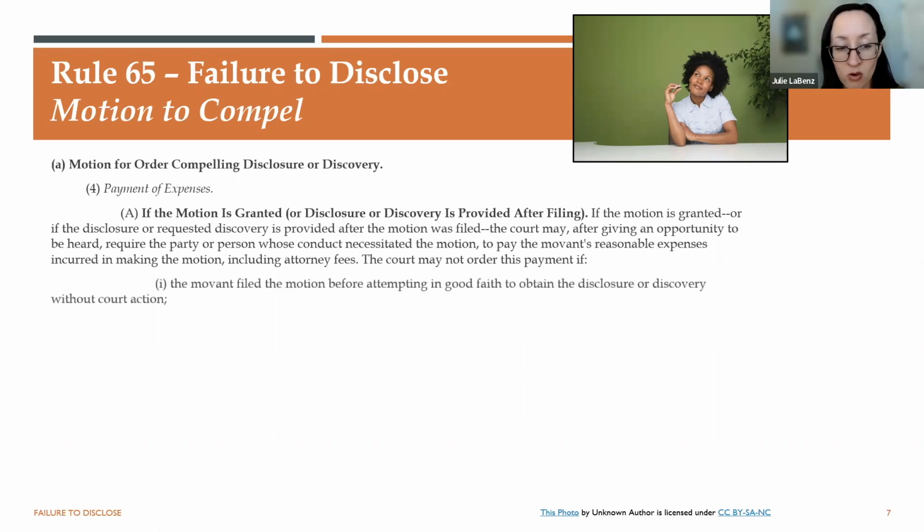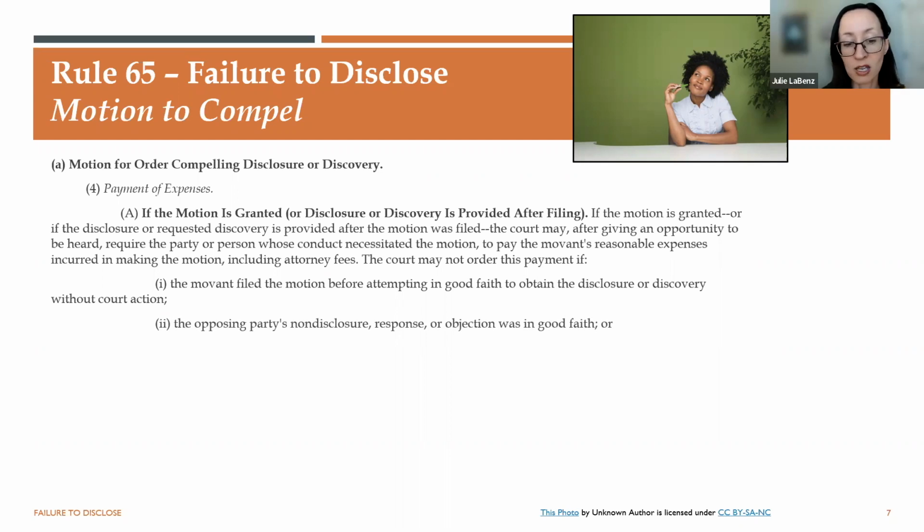The court may not order this payment if the movant filed the motion before attempting in good faith to obtain the disclosure or discovery without court action. So before you run to the court and file a motion to compel, you first need to try to resolve the disclosure dispute between you and the other side, either your opposing party or their attorney, if they're represented by an attorney. So you need to attempt in good faith to obtain the disclosure or discovery without court action.